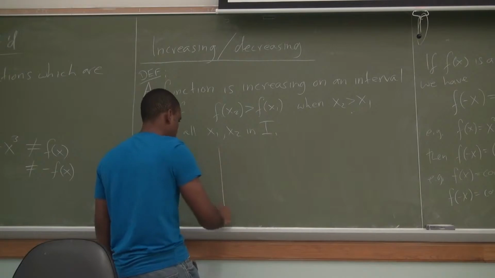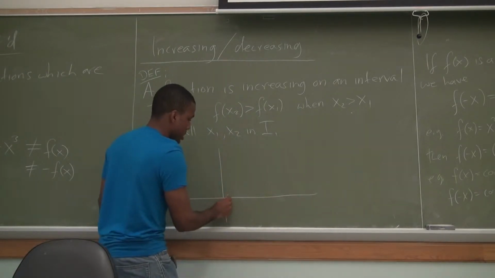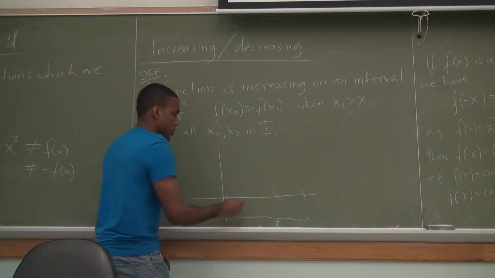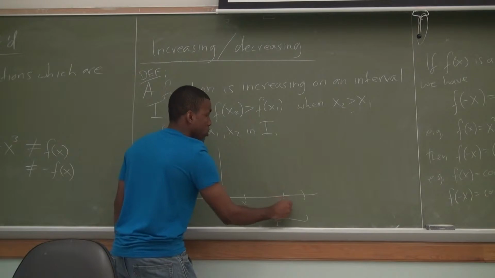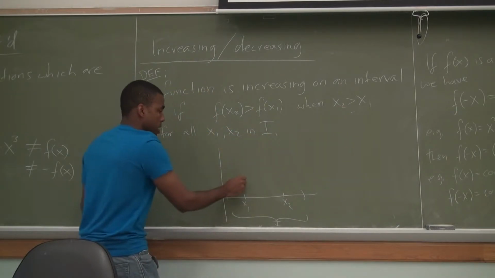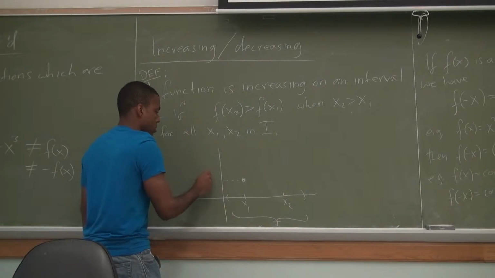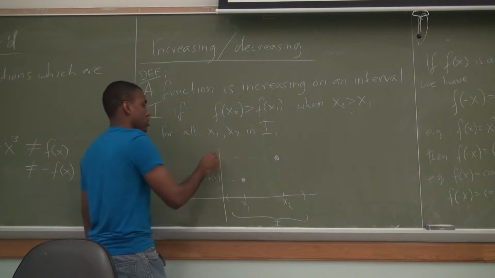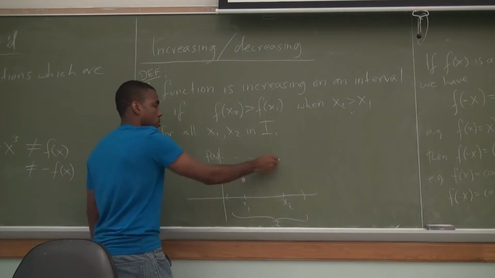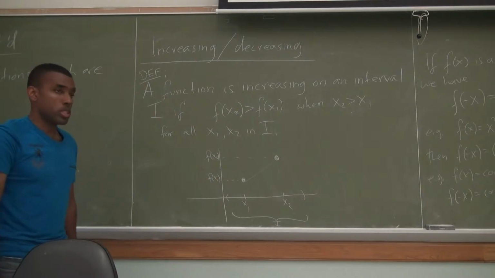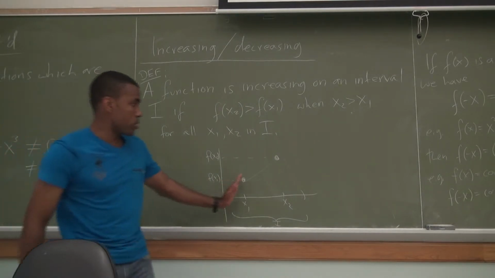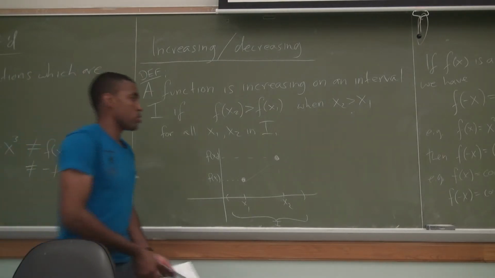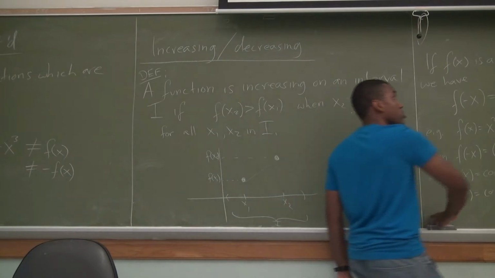Let me illustrate what that means. Basically, that means in all cases, like say my interval is this, that's my interval I. And here's an x1, and here's an x2 that's bigger than the x1. Then if my function value f of x1 is smaller than the function value f of x2, for all x1 and x2, it means that your function is increasing. Graphically, that means as you move from left to right, you're going up. That's sort of the idea behind it. Of course, decreasing means the opposite. You're going down as you move from left to right.